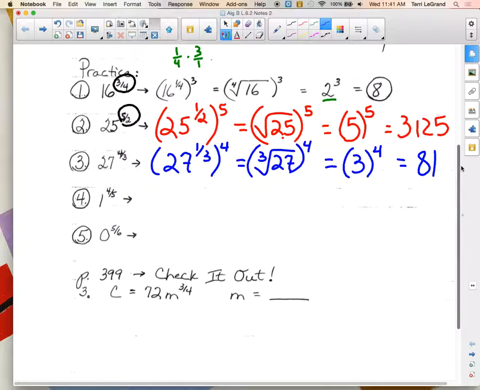16 to the 5/2 power means what again? What's its power name? Power to a power. 16 to the 1/2 power in parentheses to the 5th power. So this means what again? The square root of 16. And the square root of 16 is 4. Right? Do you agree with me?